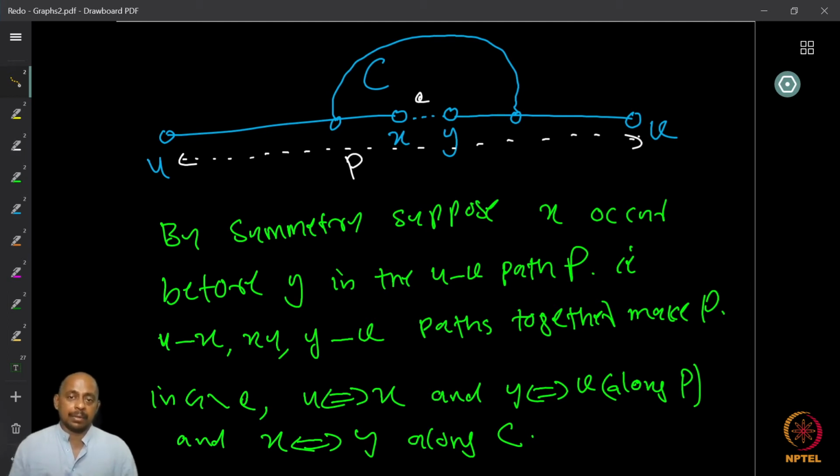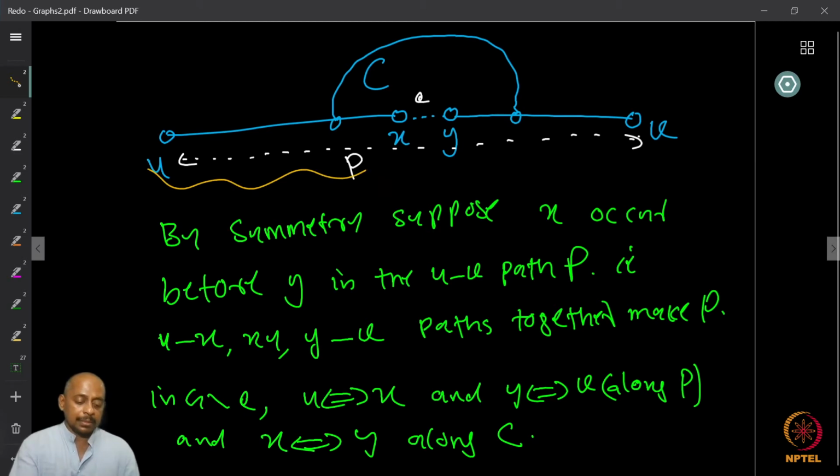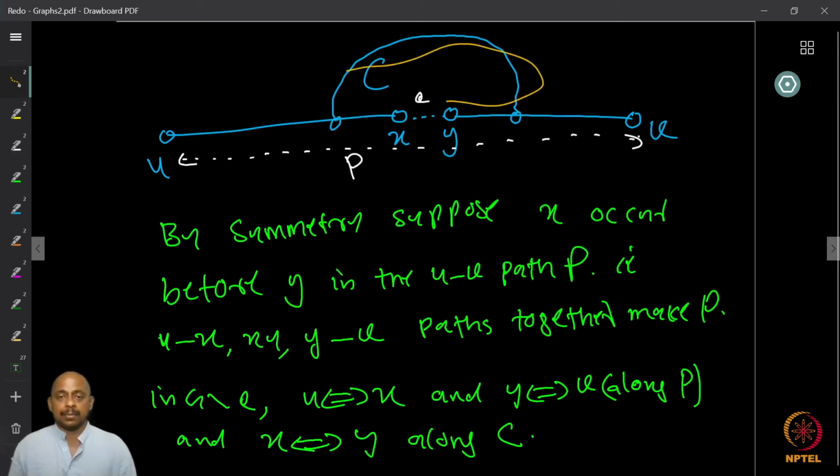So it's a subpart of the path B. So U to X, the path through the original path, Y to V, the original path is still there. Then X to Y, there is a path through the cycle C that XY was part of.